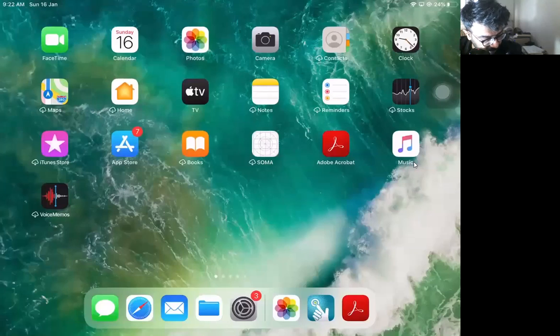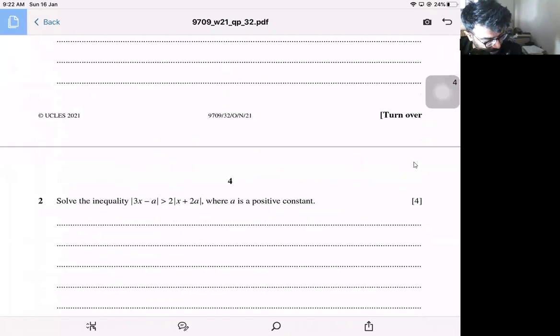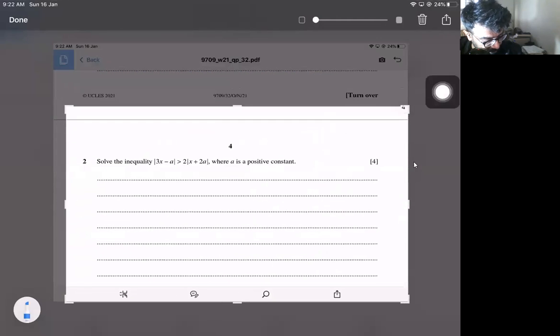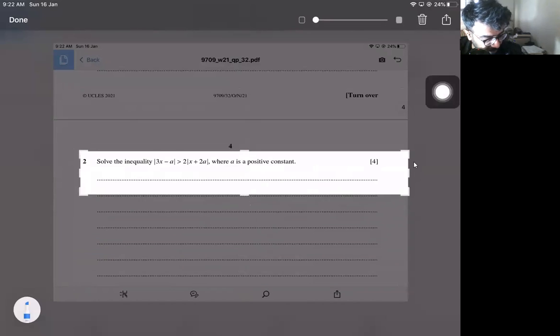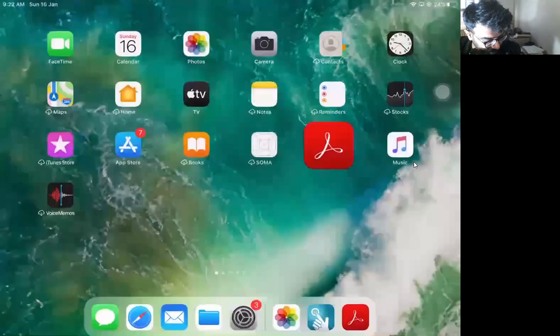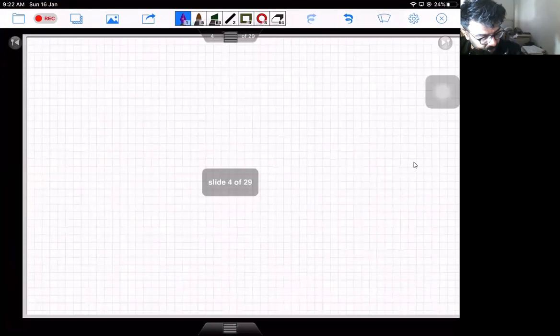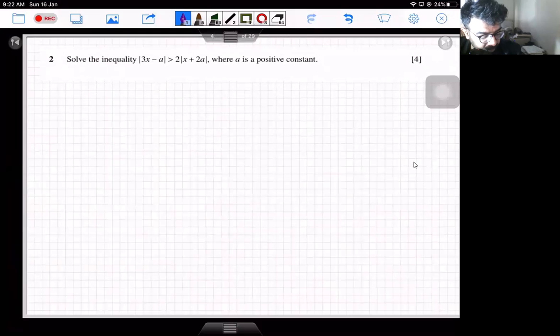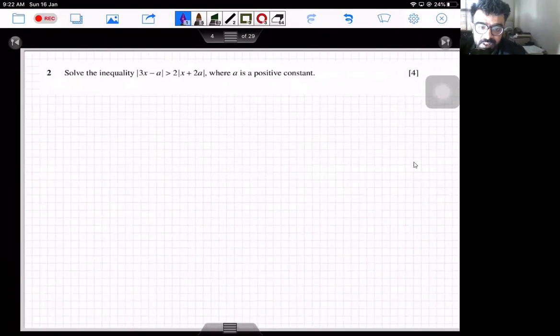Then we have question number 2, and this is from the topic modulus, equations and inequalities. In this case, we have inequalities. Solve the inequality: mod of 3x minus a is greater than 2 times mod of x plus 2a.